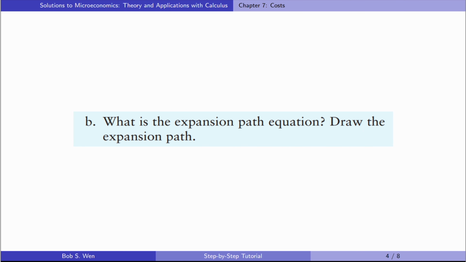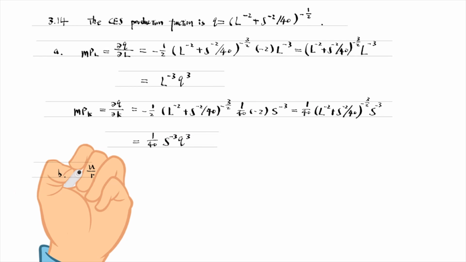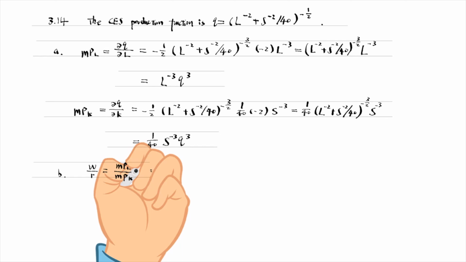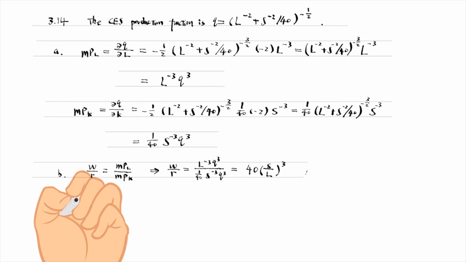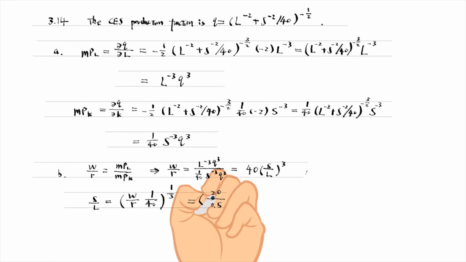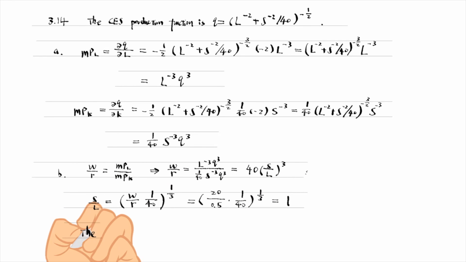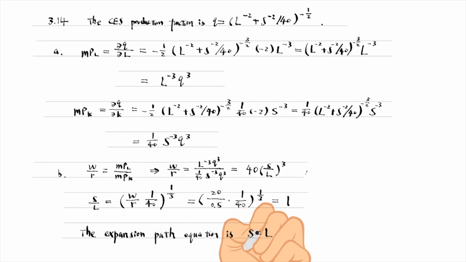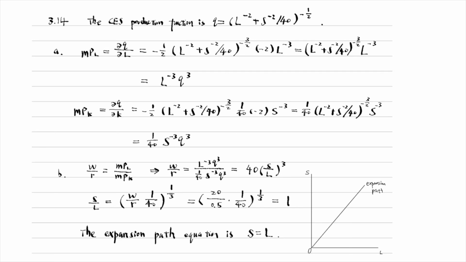In part B, what is the expansion path equation? Draw the expansion path. We use the tangency rule to find the expansion path equation. The cost minimizing bundle of inputs for a given level of output is at the tangency point, where the slope of the isocost line equals the slope of the isoquant. The expansion path equation is S equals L. The expansion path line is a straight line with a slope of 1.